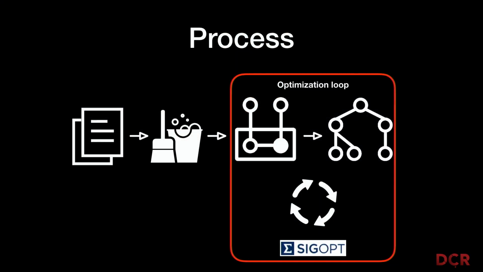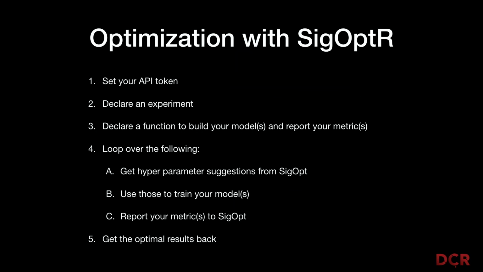So then here, this is that whole optimization loop. SigOpt has an R API. It's called SigOptR. It's pretty standard if anyone's used cloud services before. You get an API token. You're going to set it as a system environmental variable. You're going to declare an experiment and hand that off to that API so that it actually knows what the heck it's doing. You're going to declare a function to train your model and calculate those evaluation metrics and report them out. And then you're going to loop over that process that I described before.